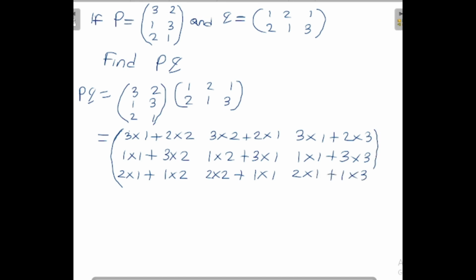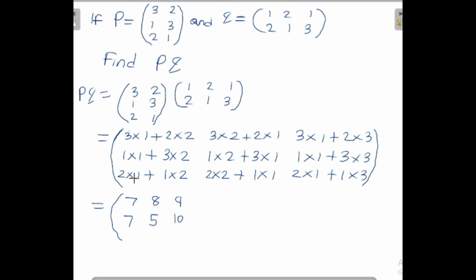Close our matrix. Now, let's simplify. 3 times 1 is 3 plus 2 times 2 is 4. That's what? 7. Yeah, 3 times 2 is 6. 6 plus 2, 8. 3 times 1, 3. Plus 2 times 3 is 6. 3 plus 6, 9. Yes, 1 times 1, 1. 3 times 2, 6. 6 plus 1, 7. Then here, 1 times 2, 2. Plus 3, that's 5. Then here, 1 times 1 plus 3 times 3, that's what? 1 times 1 is 1, plus 3 times 3, 9, that's 10.